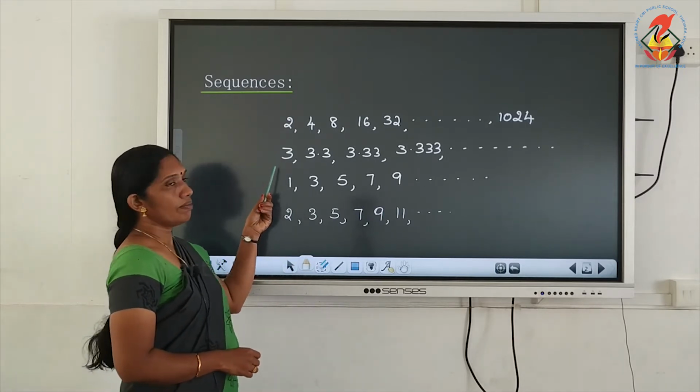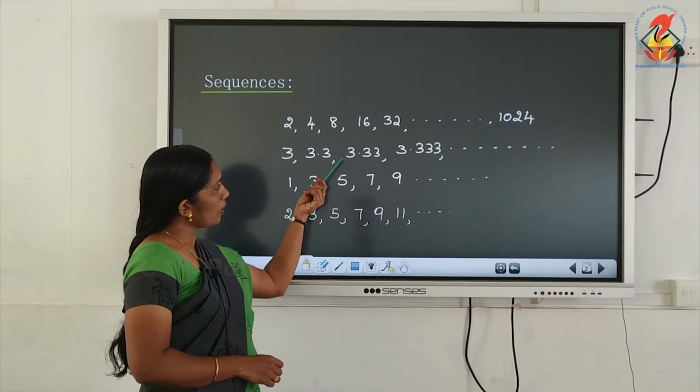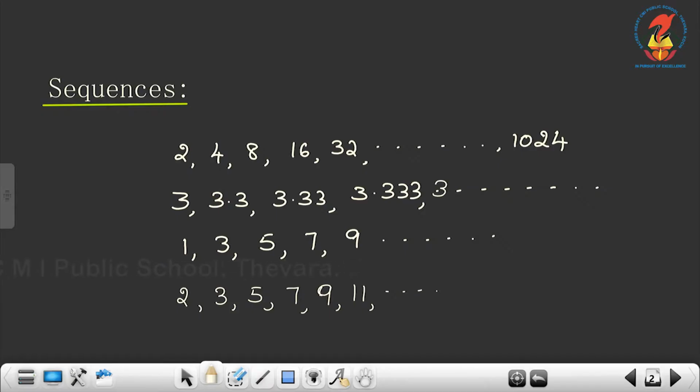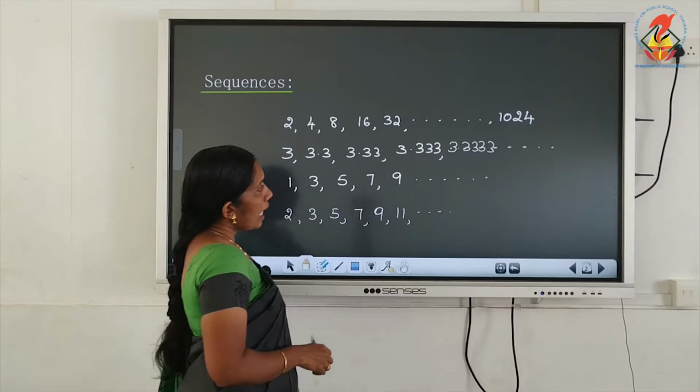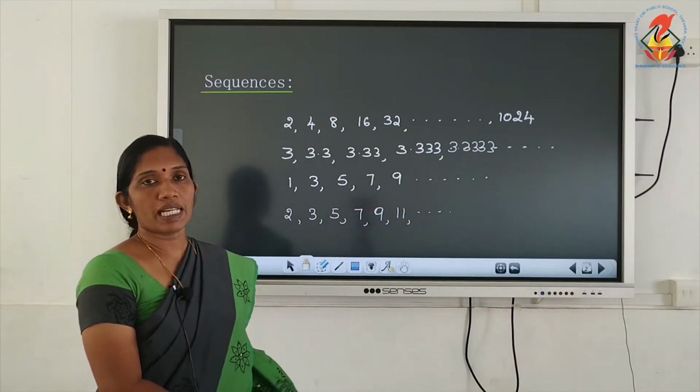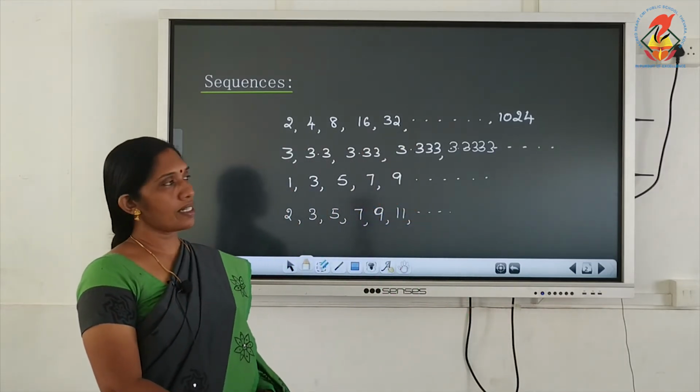The next one: 3, 3.3, 3.33, 3.333. So the next term is 3.3333, like that. And etc. means there are infinitely many terms. So it's an infinite sequence.